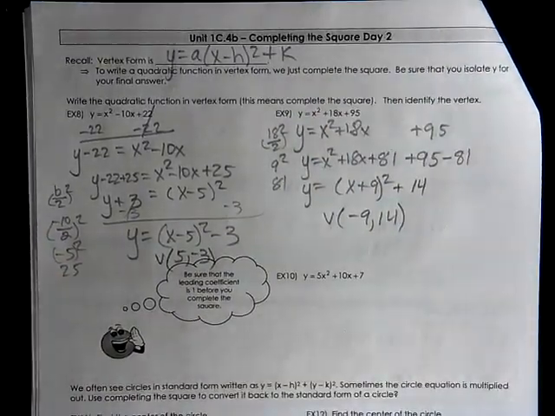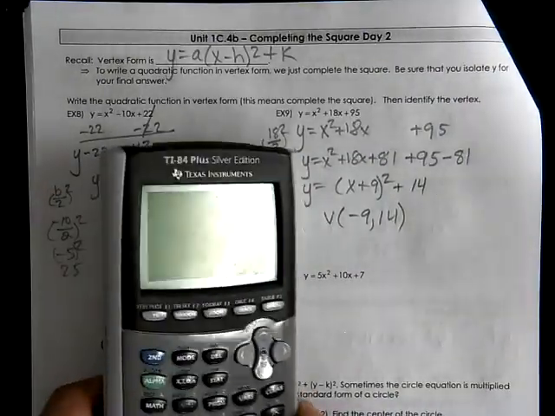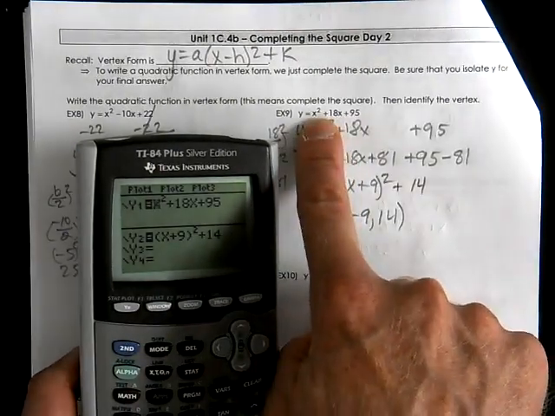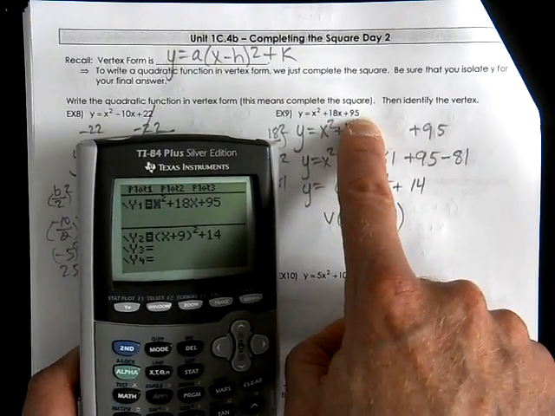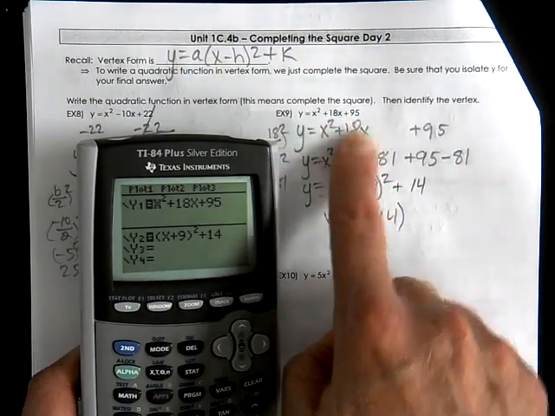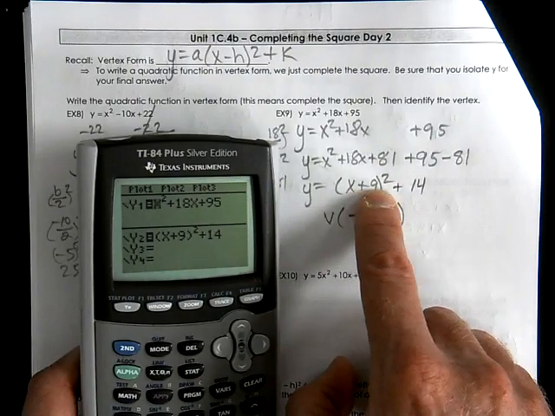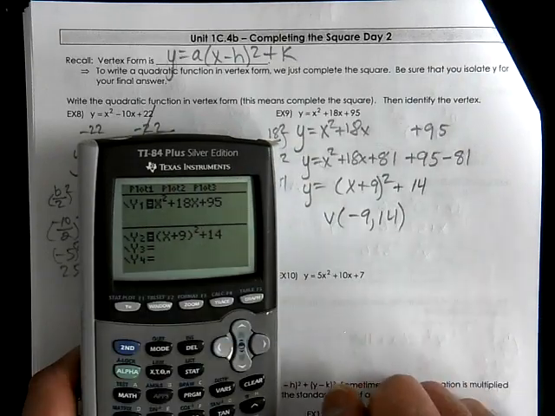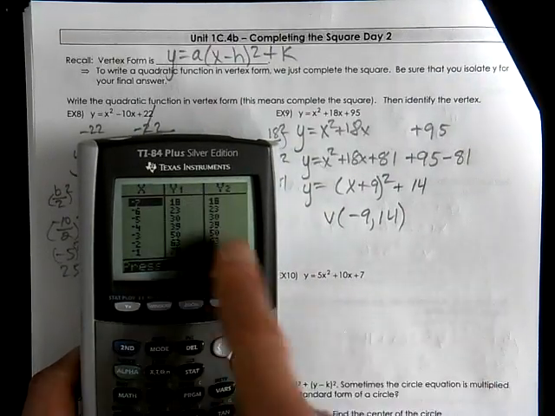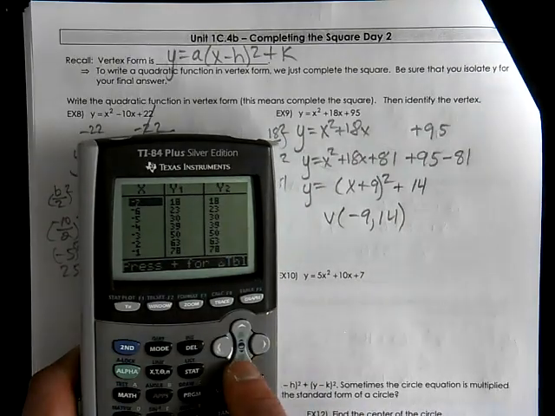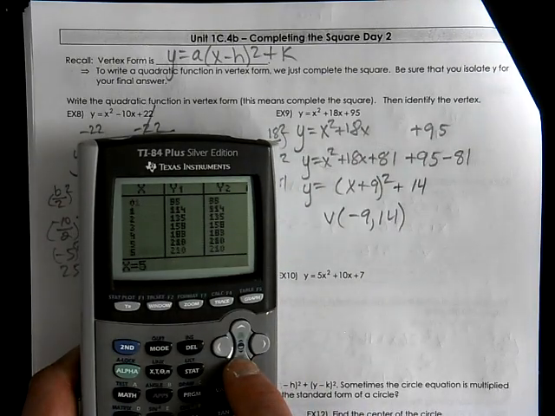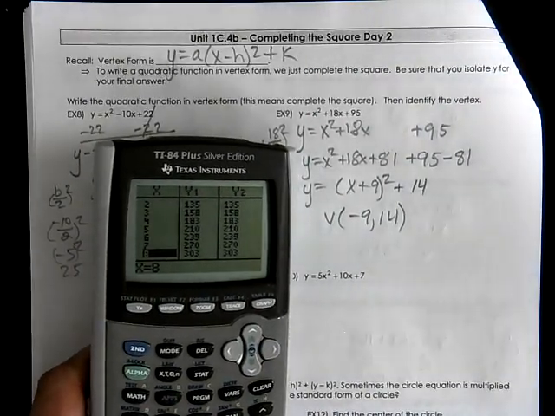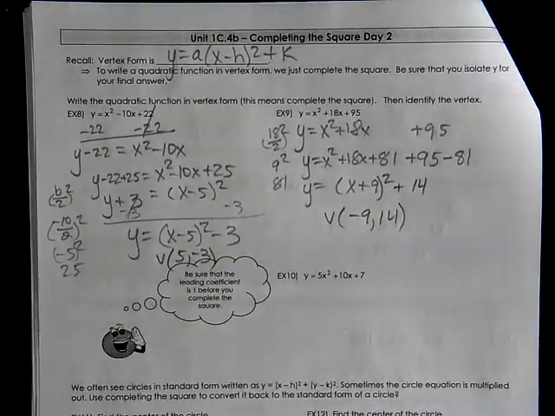And you can check your answer in your calculator. If this is a homework question, you could type in your x squared plus 18x plus 95. You could type in x plus 9 quantity squared plus 14. You could type that into your calculator to look at your table, and you'll see that all the values are exactly the same in both columns. That means the two equations are equivalent. That means your work worked. Your two equations are the same.